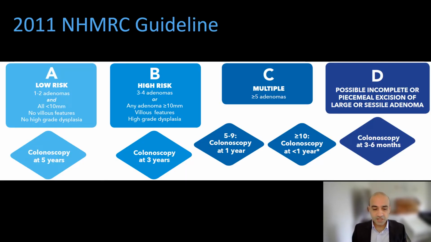The previous NHMRC guidelines were fairly straightforward. There were basically 4 buckets of intervals, depending on the number, the size, and the polyp features, and you could then book the surveillance colonoscopy at 5, 3, or 1 year, or in the case of very large polyps that weren't completely removed, at 3 to 6 months. This held for about 7 years, and it matched up with the MBS guidelines for funding colonoscopy, so it was fairly routinely used with reasonable success.